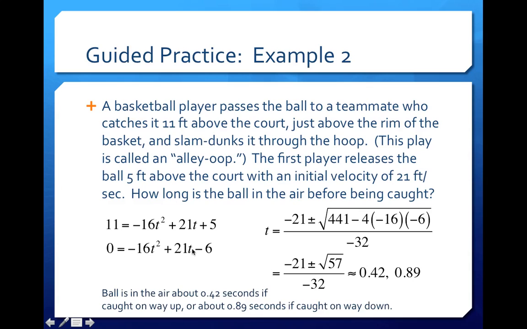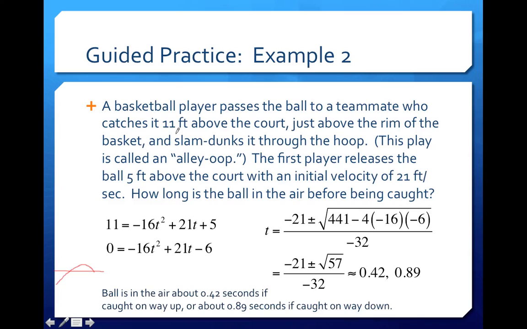So if we subtract the 11 over to get our 0 on one side, then we can set up a quadratic formula. And notice this time we get two answers, both of them positive. Now, how is that possible? Well, it actually makes a difference whether the teammate catches the ball on the way up or on the way down. So the ball is traveling up and then starts coming back down. Okay? And somewhere right here is the height of 11 feet.